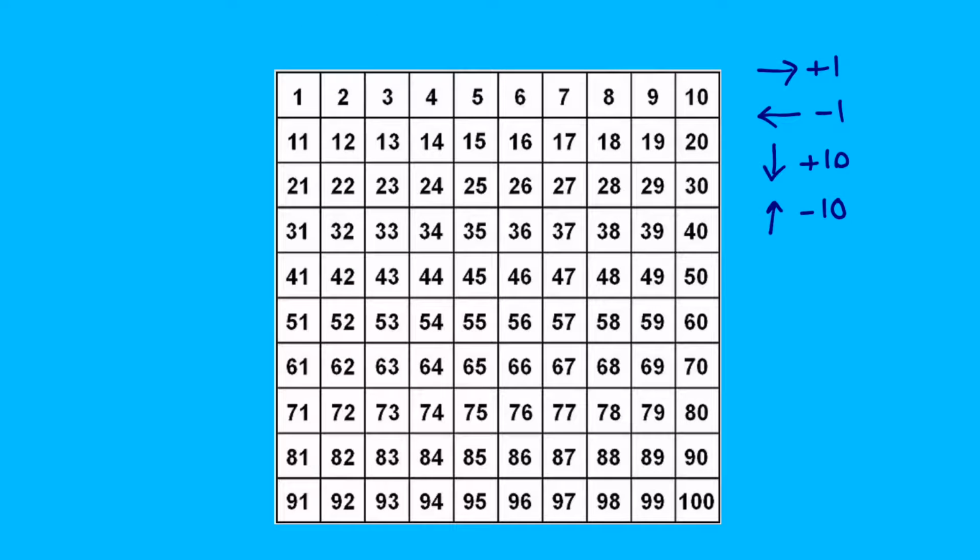Let's try another question. 24 add 33. So I'm going to start at 24, that's my starting number. Let's find 24. And then I need to add 33. Now 33, I've got 3 tens and 3 units. So first of all, I'm going to add my 3 tens. So I'm going to go down, that's 10, 20, 30, and I get to 54.